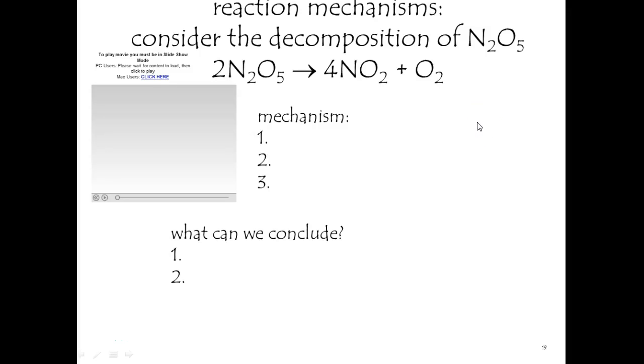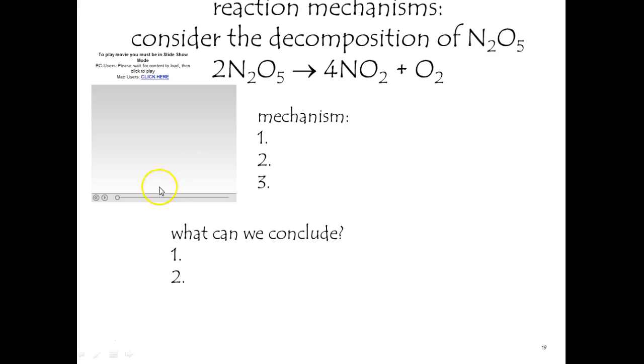Okay, let's take a look at reaction mechanisms. That's the actual procedure, the details, oftentimes a series of steps by which a reaction occurs. For example, if we're decomposing dinitrogen pentoxide, it's going to turn into nitrogen dioxide and oxygen. But if you study it, you'll see that there are some intermediates that are formed that are then consumed.